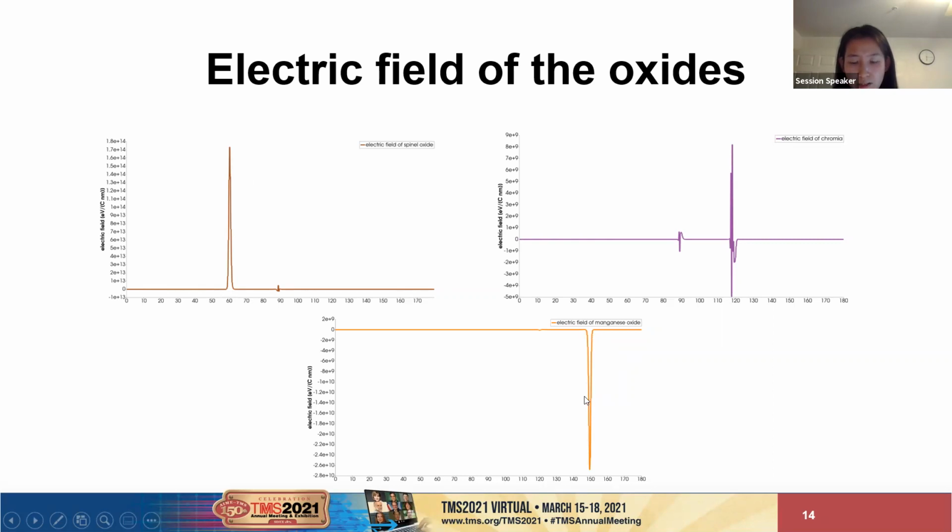This will accelerate the corrosion of the material, because the huge positive spike will attract the negative oxygen ions diffusing inwards, and the huge negative electric field will attract the positive metal ions diffusing towards the surface of the material.